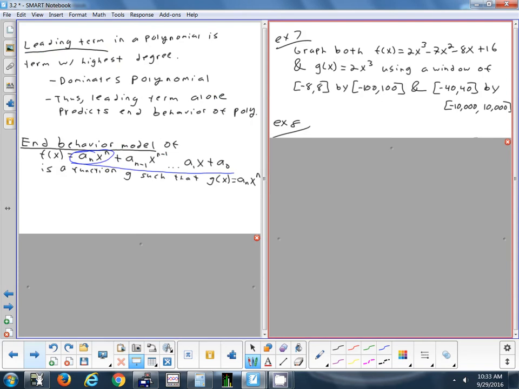So what I'm going to do is graph this: 2x cubed minus 7x squared minus 8x plus 16. And I'm going to graph this, and I'm going to show you they basically look the same if you zoom out. If you zoom out and look at the big picture, not the details, f of x and g of x are going to look identical.